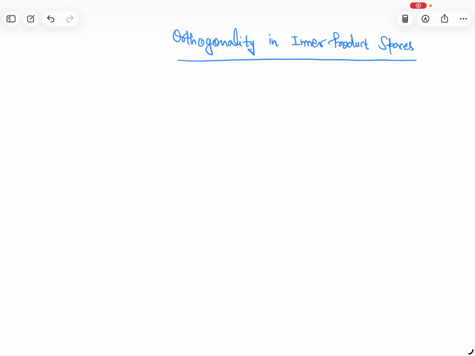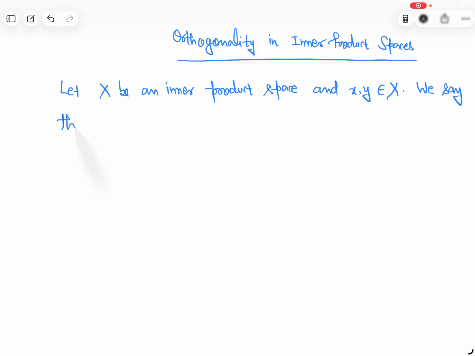So orthogonality in inner product space, so what is that? Let X be an inner product space and x, y belong to X. We say that x is orthogonal to y if x inner product with y is actually 0. Okay.